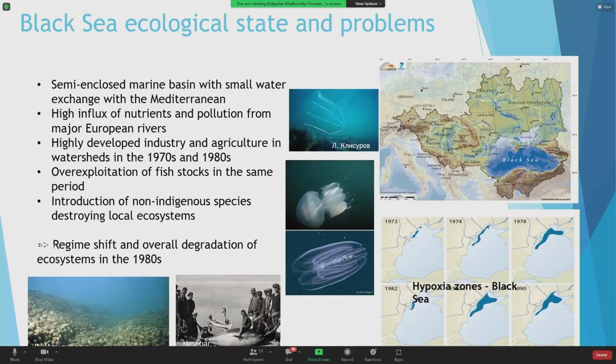This is just one example of areas with hypoxia being developed. These are areas on the sea bottom where no oxygen is present. As you can imagine, this is destroying the coastal ecosystems very rapidly. This also happened in the Burgas Bay in the 1980s.